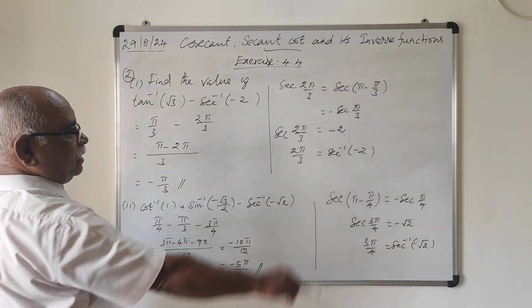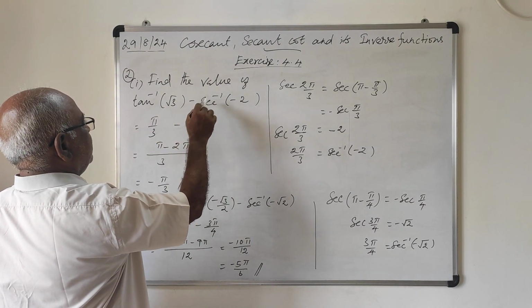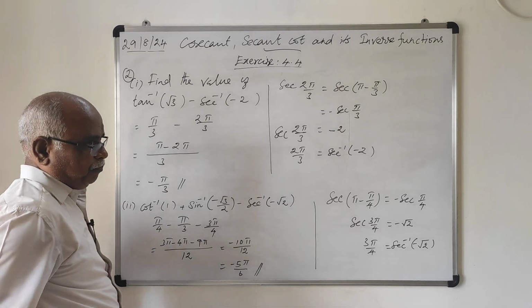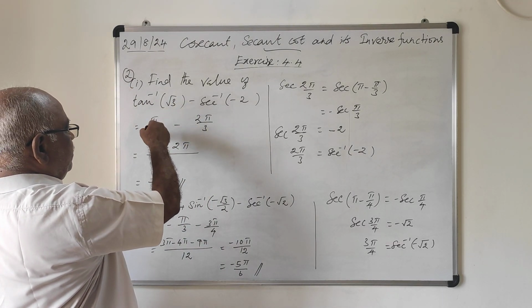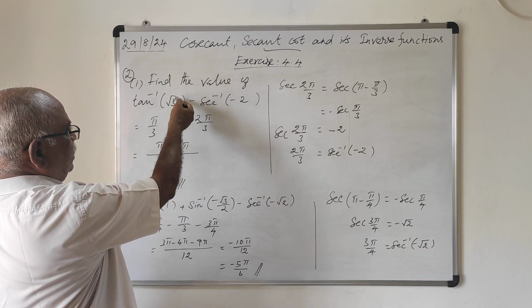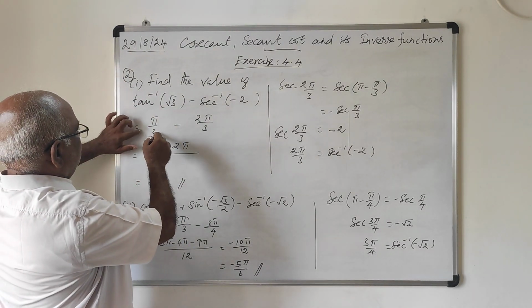Now we will see another problem. Second problem in exercise 4.4: find the value of tan inverse root 3 minus secant inverse of minus 2. You know, tan 60 is root 3. Therefore, tan pi by 3 is root 3. So tan inverse of root 3 is pi by 3.